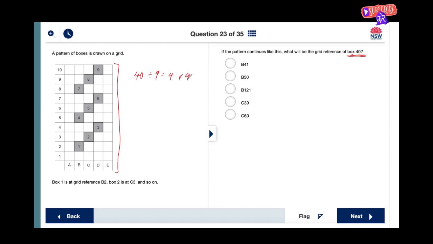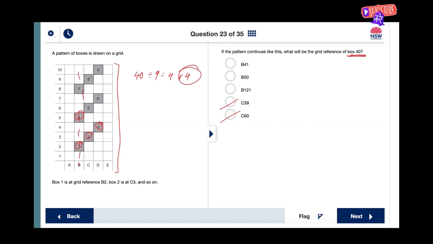I'm not too concerned about the 4 times because I'm just trying to look at the position, but what's really important is the remainder 4. This is remainder 1, this is remainder 2, this is remainder 3, and this is remainder 4. Since 40 has remainder 4, I know immediately that it's in column B. Now I can eliminate these two options, but I need to find the number of the grid reference. Looking at the number pattern, the number of the box is 1 less than the number of the grid reference.